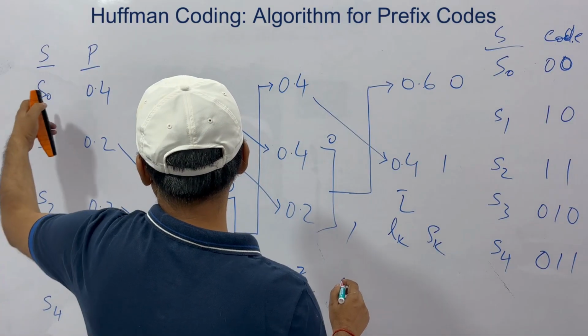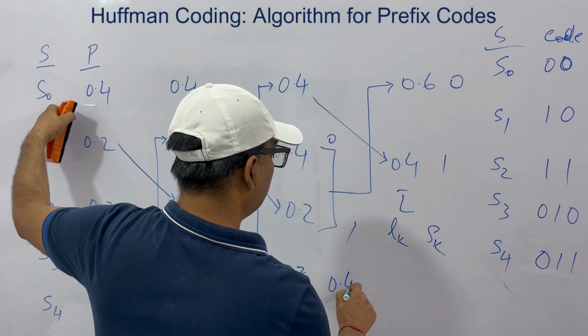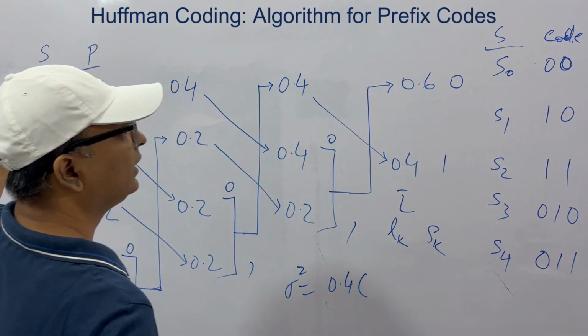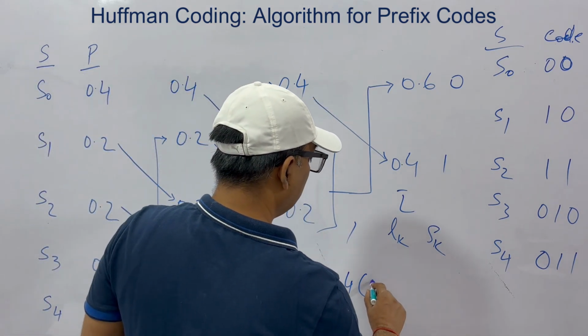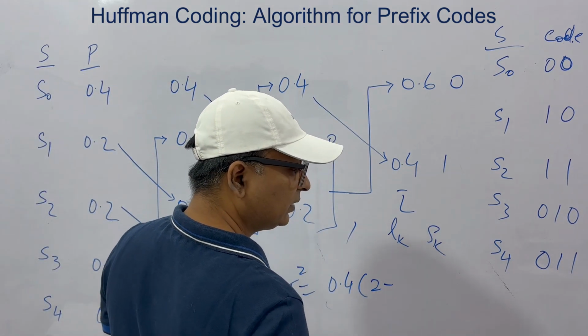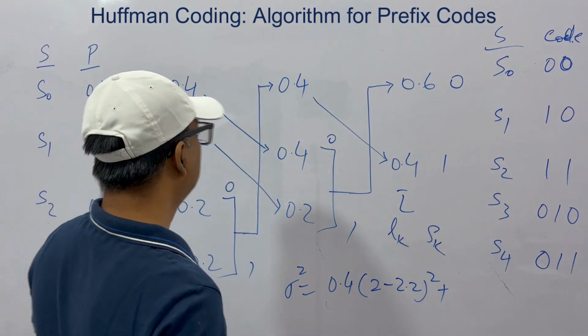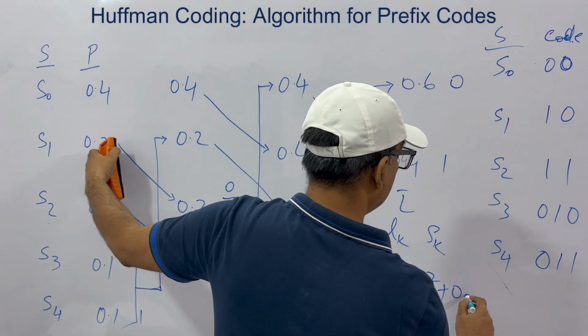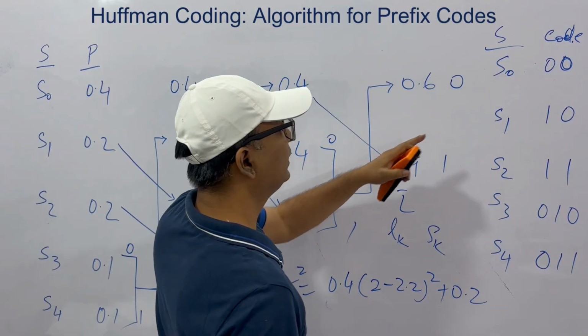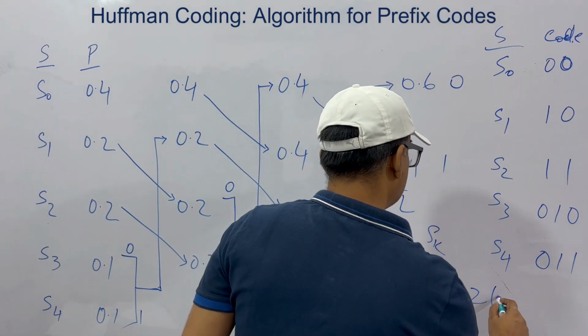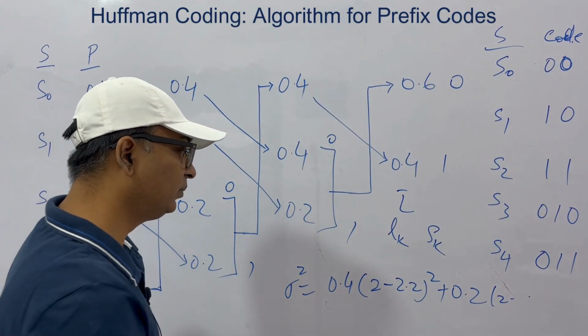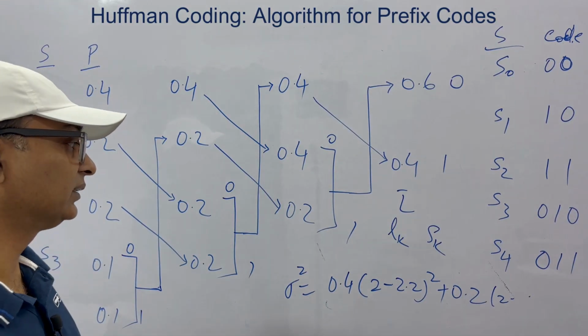Variance will be, for S0, pk 0.4 into Lk. Lk is here 2, and our average code word length was 2.2. So 2 minus 2.2 squared, plus 0.2, then again here is 2, so this is 2 minus 2.2 and so on. So you can add them all and get the value. You will get the variance. Clear?